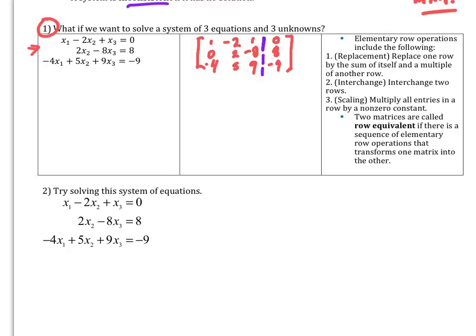So let's first of all put it into an augmented matrix. So the dimensions of this matrix are 3 by 4. Three rows, and then four columns going across.